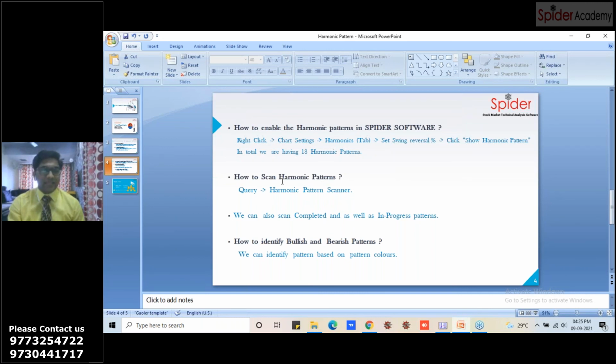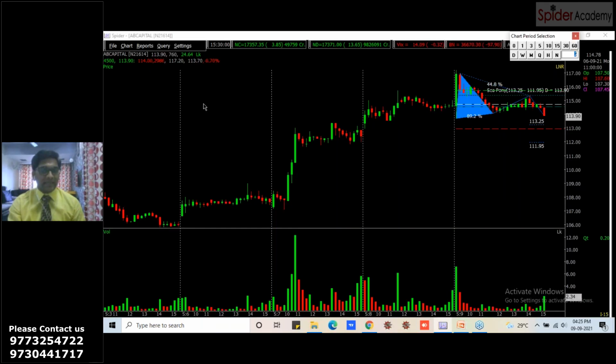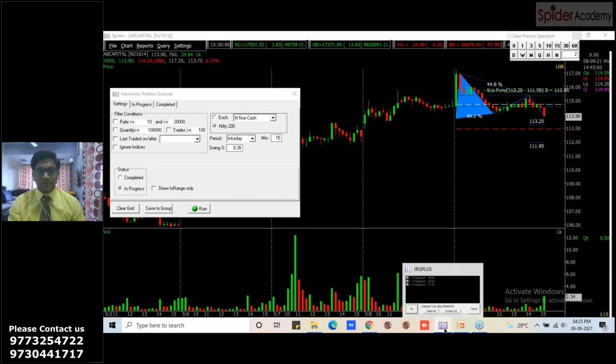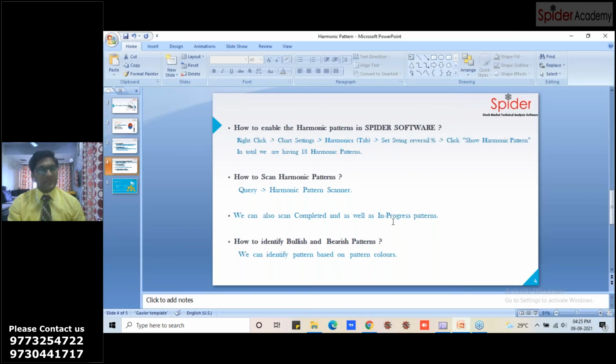As I said, how can we scan the harmonic pattern? We move on to this query tab. Here we go to the harmonic pattern scanner. We can select the exchange or a particular group, and then we can select the time frame. We can mention the swing reversals, and on that basis we can scan for the completed ones as well as the in progress ones. And how can we identify the patterns for bullish and bearish? We can easily identify the pattern based on its pattern colors.